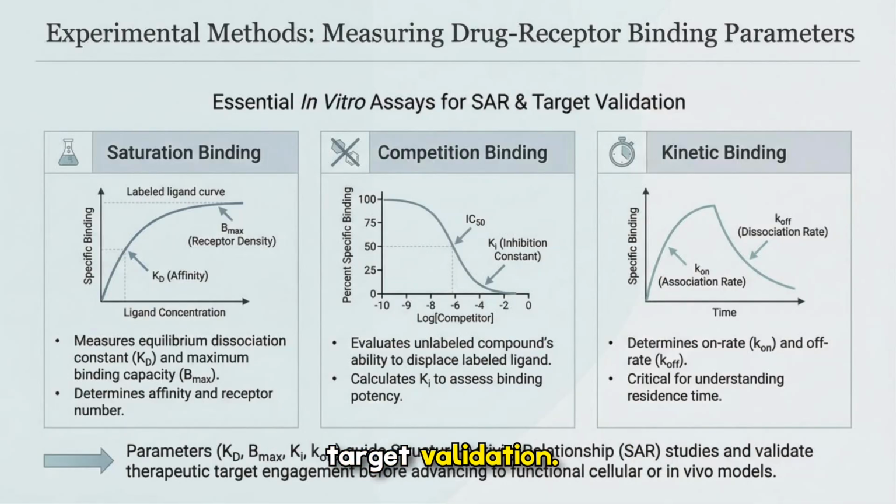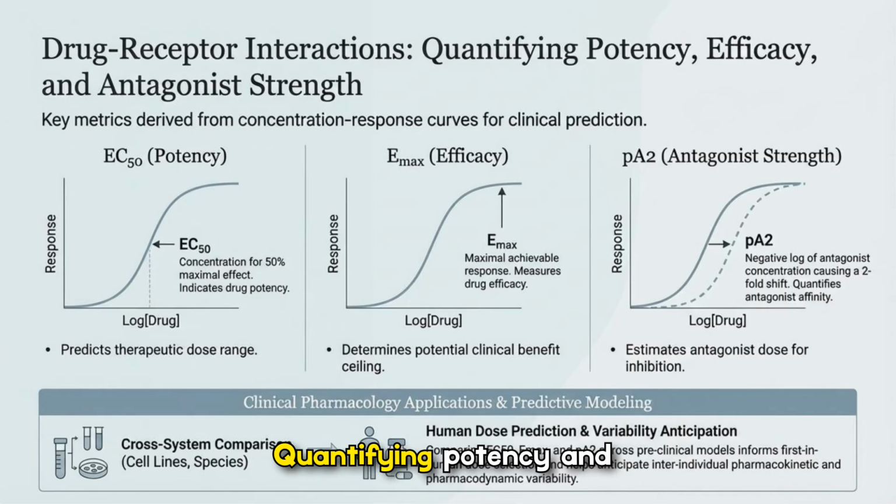and target validation. Quantifying potency and efficacy uses metrics from concentration response curves. EC50 defines potency as the concentration for half maximal effect. Emax indicates maximal achievable response and clinical benefit ceiling. And pA2 estimates antagonist strength from the shift in dose response. These parameters inform therapeutic dose ranges and feed into cross-system modeling for first-in-human predictions.